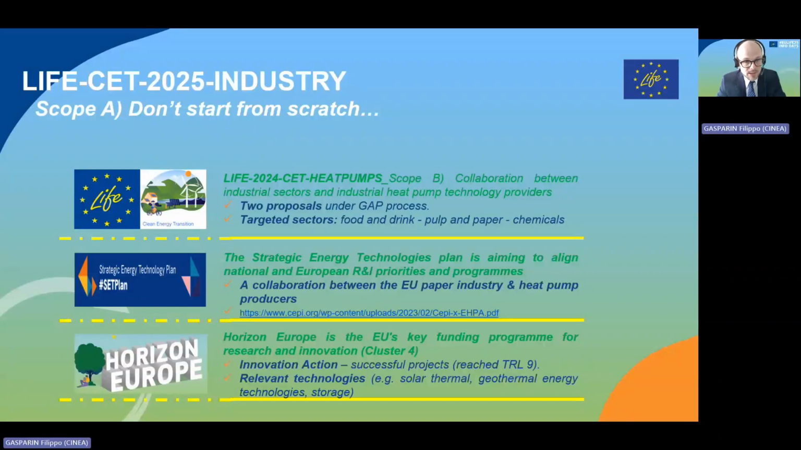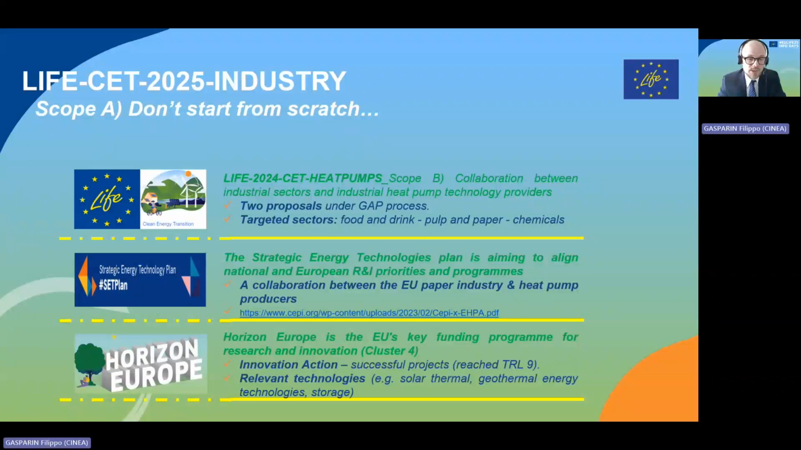Although I cannot reveal much again on these two proposals, I can surely say that a very successful collaboration was presented under the framework of the SET Plan, the Strategic Energy Technologies Plan. It is indeed about the collaboration between the EU paper industry and the heat pump producers. So I really encourage you to become aware of the key elements of such collaboration, because they are very relevant and are really what we expect to finance also through this scope A.